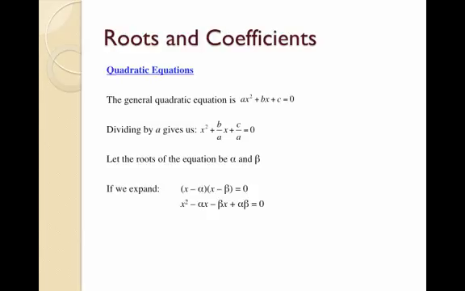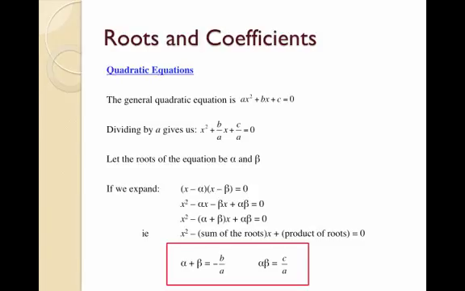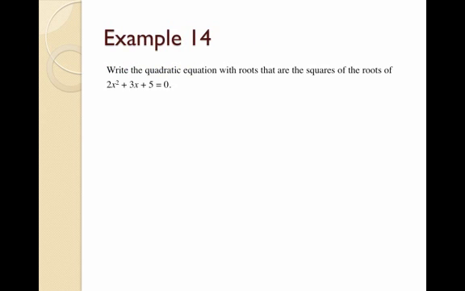Expanding that out, we get x squared minus alpha x minus beta x plus alpha beta equals 0, and by factorizing, we get x squared minus (alpha plus beta) x plus alpha beta equals 0. This is the exact same as x squared minus the sum of our roots times x plus the product of our roots, which will equal 0. By equating our coefficients, we get alpha plus beta equals minus b on a, and alpha times beta is c on a. We're going to use this principle to find the roots of our quadratic equations.